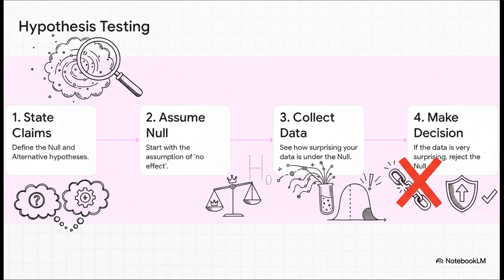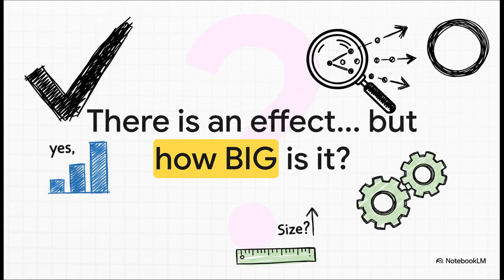1, you state your 2 competing claims, the null and the alternative. 2, you start by assuming the null is true, that nothing's going on. 3, you go out and collect your data, and then you ask, okay, if there was really no effect, how weird, how surprising is the data I just found? And 4, if your data is so surprising, so unlikely that it almost certainly isn't just random luck, then, and only then, can you reject the null. So let's say you do it, you succeed, your evidence is overwhelming, and you reject the null hypothesis. Ha! Your ad campaign worked.